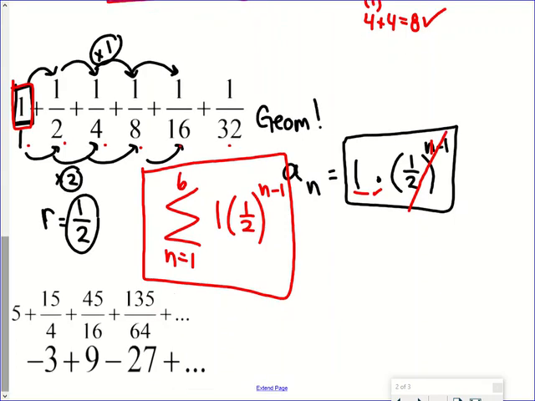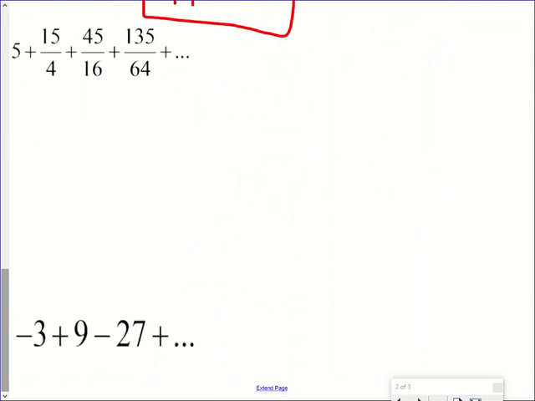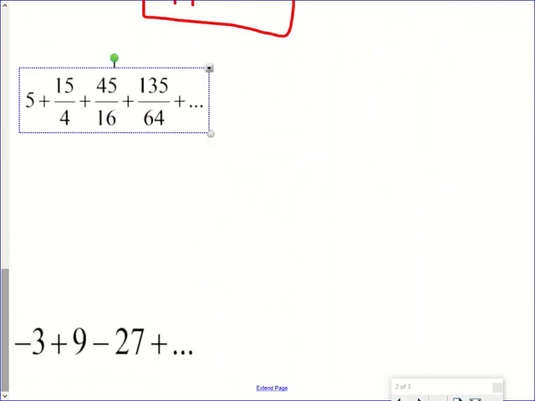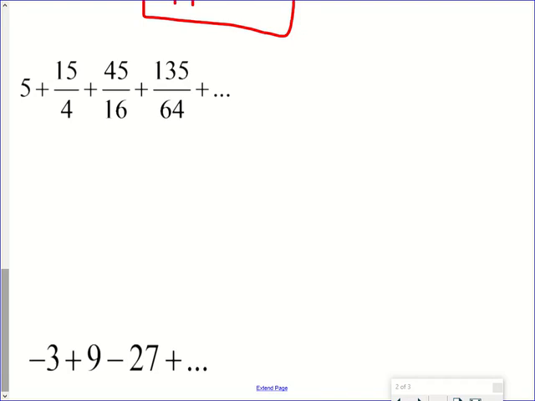Okay, so we have 2 left. Let's see kind of what happens. For this one, same thing, we have a bunch of fractions. So let's see what we started with on the top and kind of what we end with on the bottom. The first one is 5, so I just made it 5 over 1. And then it's 15 over 4, 45 over 16, and then 135 over 64.